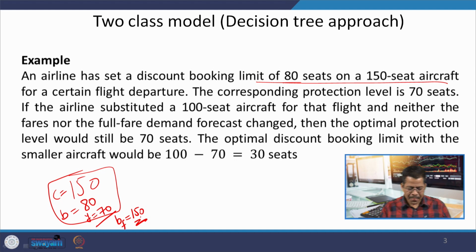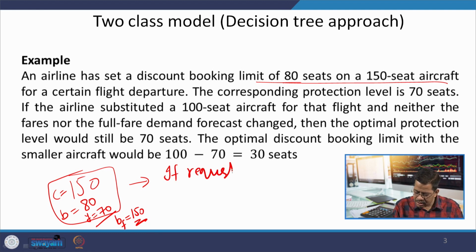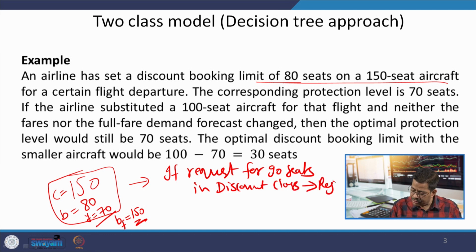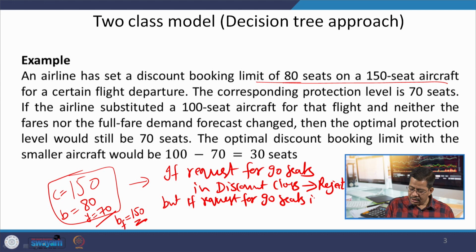The meaning is, if a request for 90 seats in the discount class comes, you will reject it. This request will be rejected. But if a request for 90 seats in the full fare class comes, it is accepted.